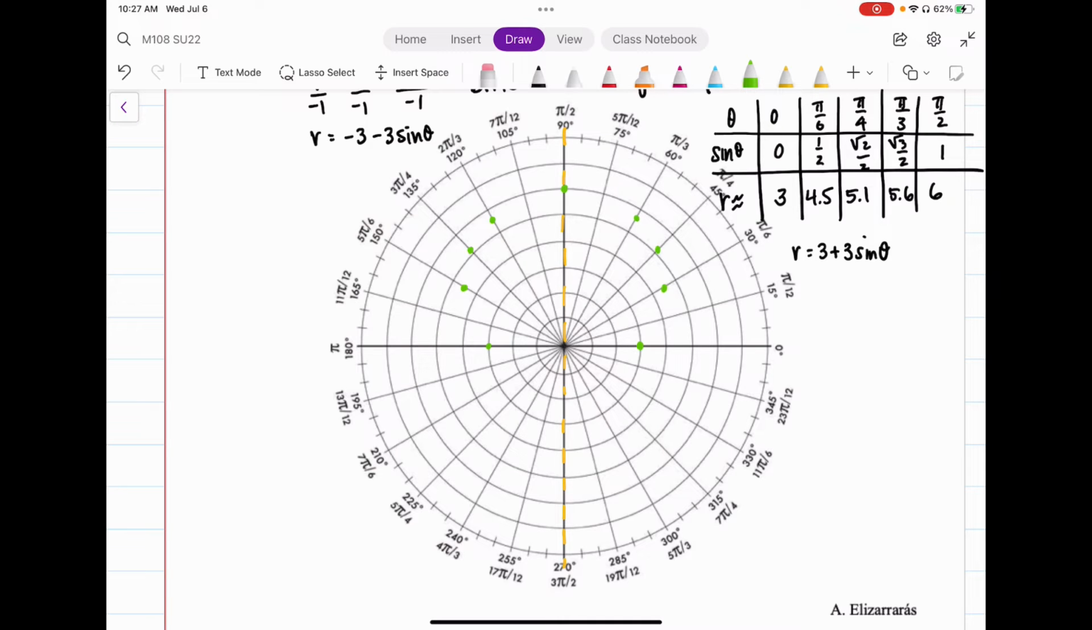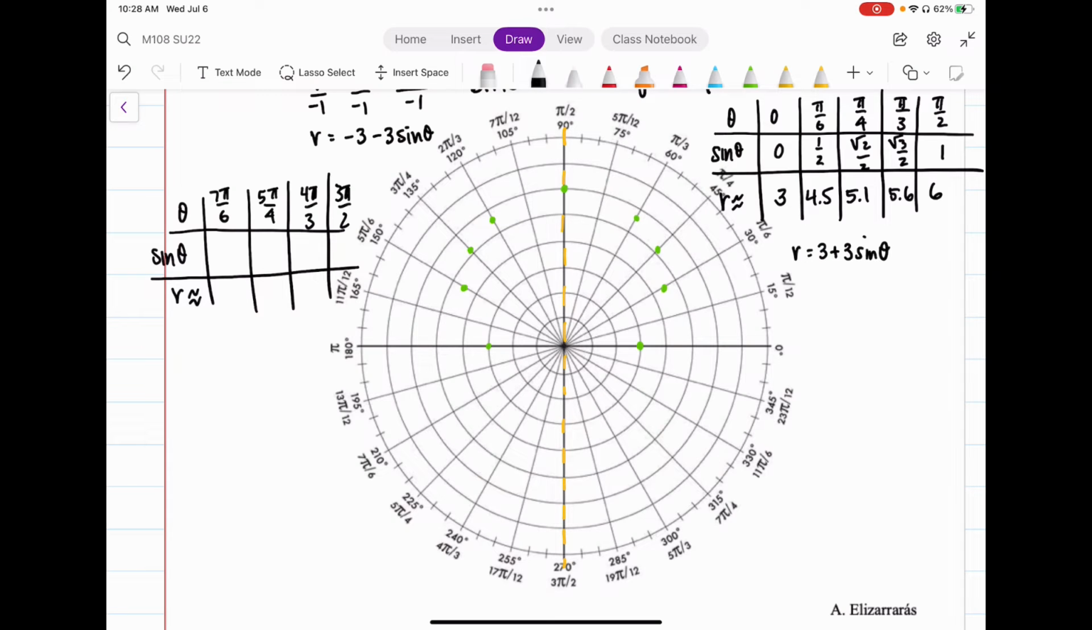in the third and fourth quadrant. So let's pick some values, 7 pi over 6 and 5 pi over 4 to see what's happening. From the unit circle, the sine at 7 pi over 6 is negative 1/2. The sine at 5 pi over 4 is negative root 2 over 2. The sine at 4 pi over 3 is negative root 3 over 2. And the sine at 3 pi over 2 is negative 1.